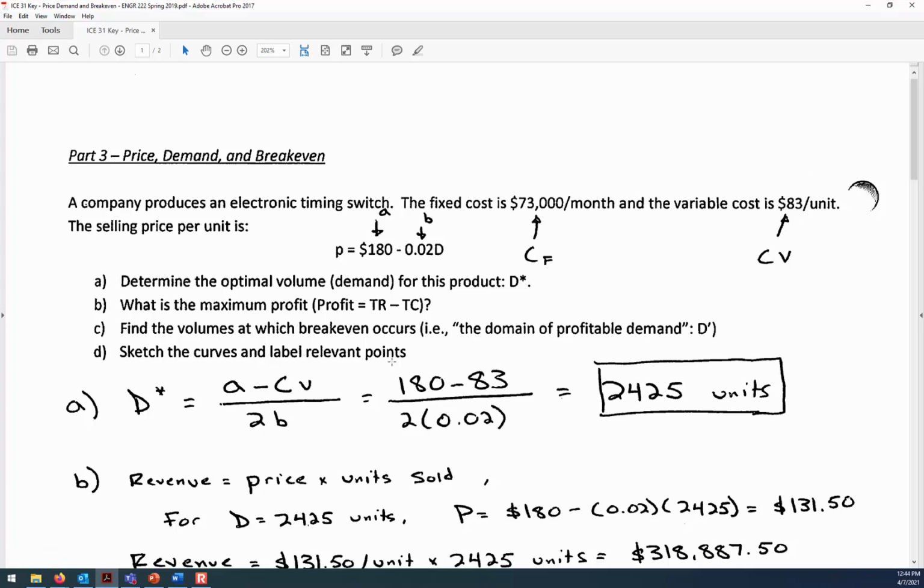You'll notice that I substituted it in the numerator here after subtracting out the A, the intercept price. So what you should get is the optimal volume, the number of units that's going to result in the most amount of money for you, is if you sell 2425 units. Okay.